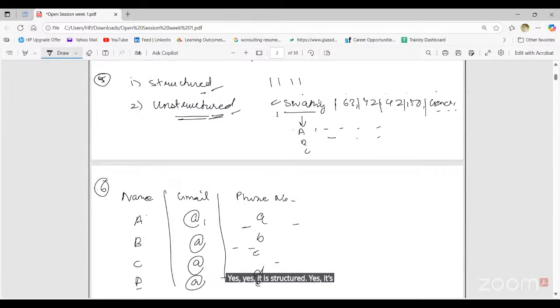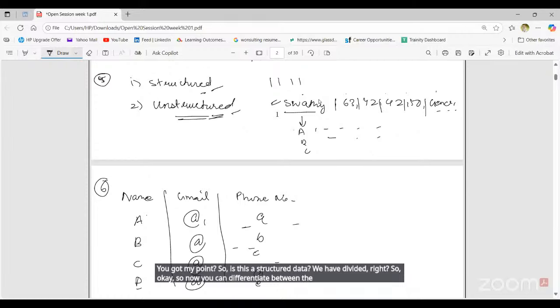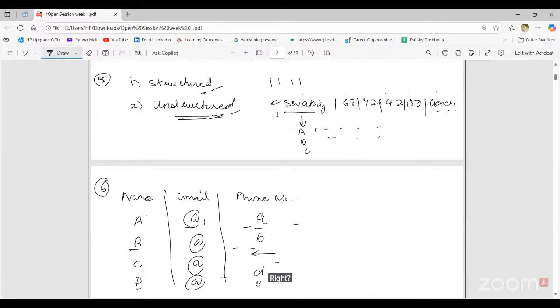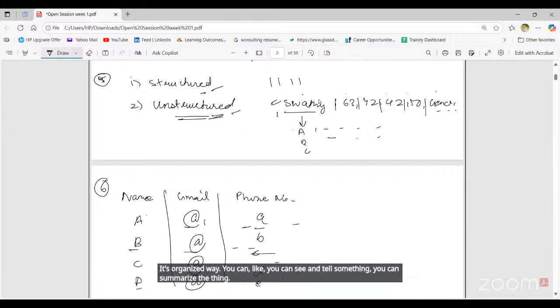So now you can differentiate between the things, right? For A, I have this Gmail and this phone number. And for B, I have this Gmail and this phone number. So you can distinguish between things, right? So that's a structured data. The main thing is it's an organized way. You can see and tell something. You can summarize the thing. That's the main thing.